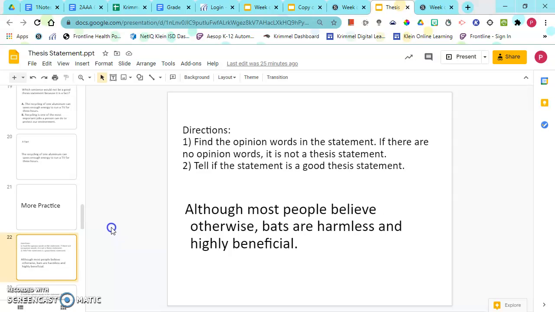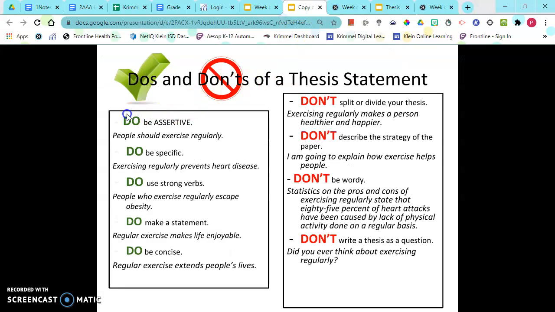In addition to that, a thesis statement should follow the do's and don'ts of a thesis statement. It is assertive, specific, uses strong verbs, makes a statement, and is concise. It should avoid splitting or dividing the subject. It should avoid the strategy being described as part of the thesis statement. It should not be too wordy, and it should not be phrased as a question.